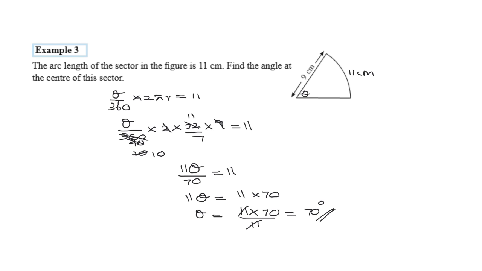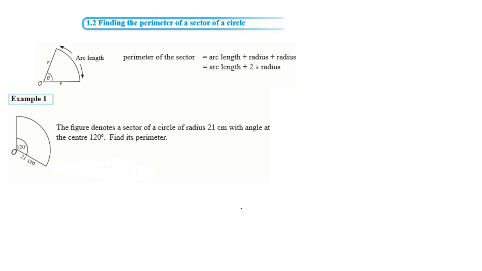Okay kids, now you can try exercise 1.1. Our topic is now 1.2, finding the perimeter of a sector of a circle. Look at this sector. Here you have two radii, one arc length. The perimeter of the sector is equal to arc length plus radius plus radius, which is equal to arc length plus 2 times radius. Now look at example 1.